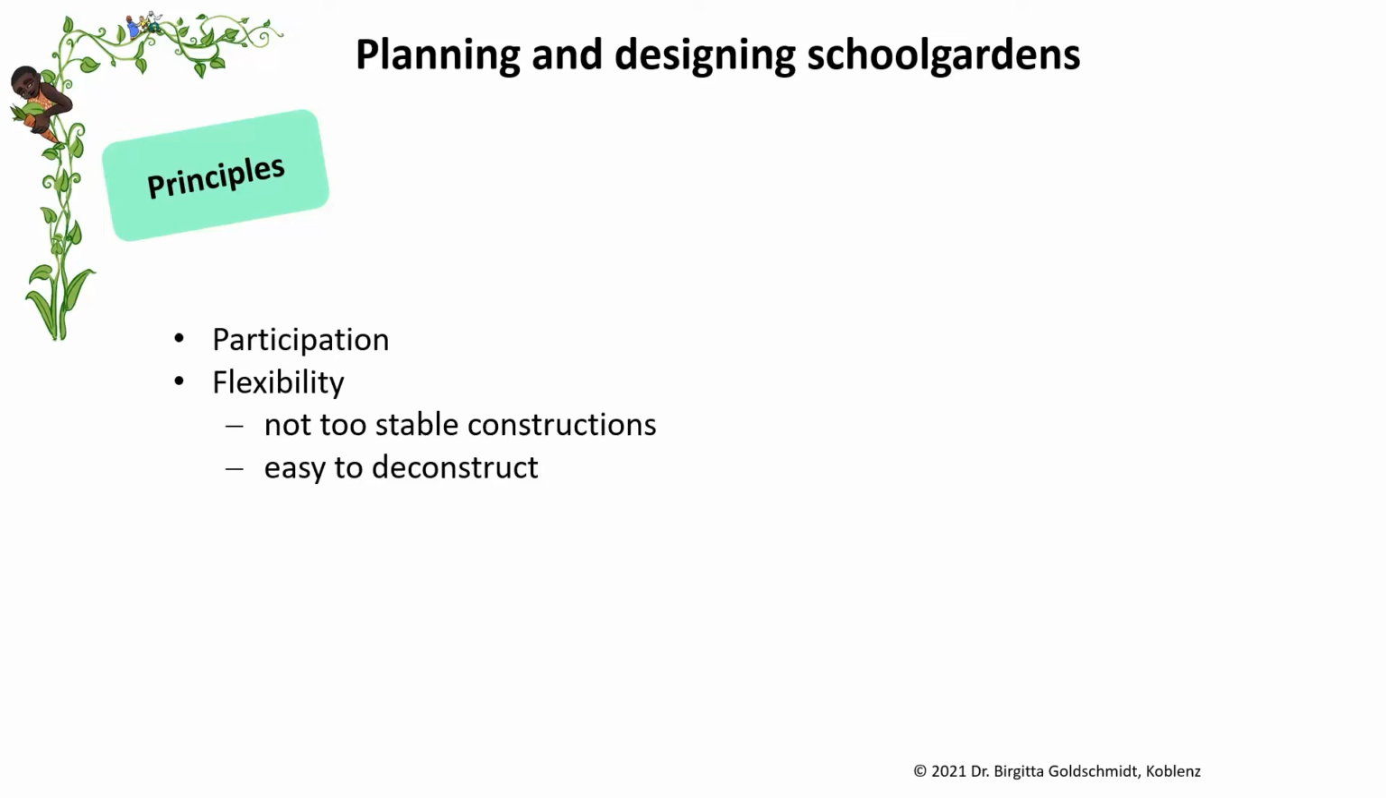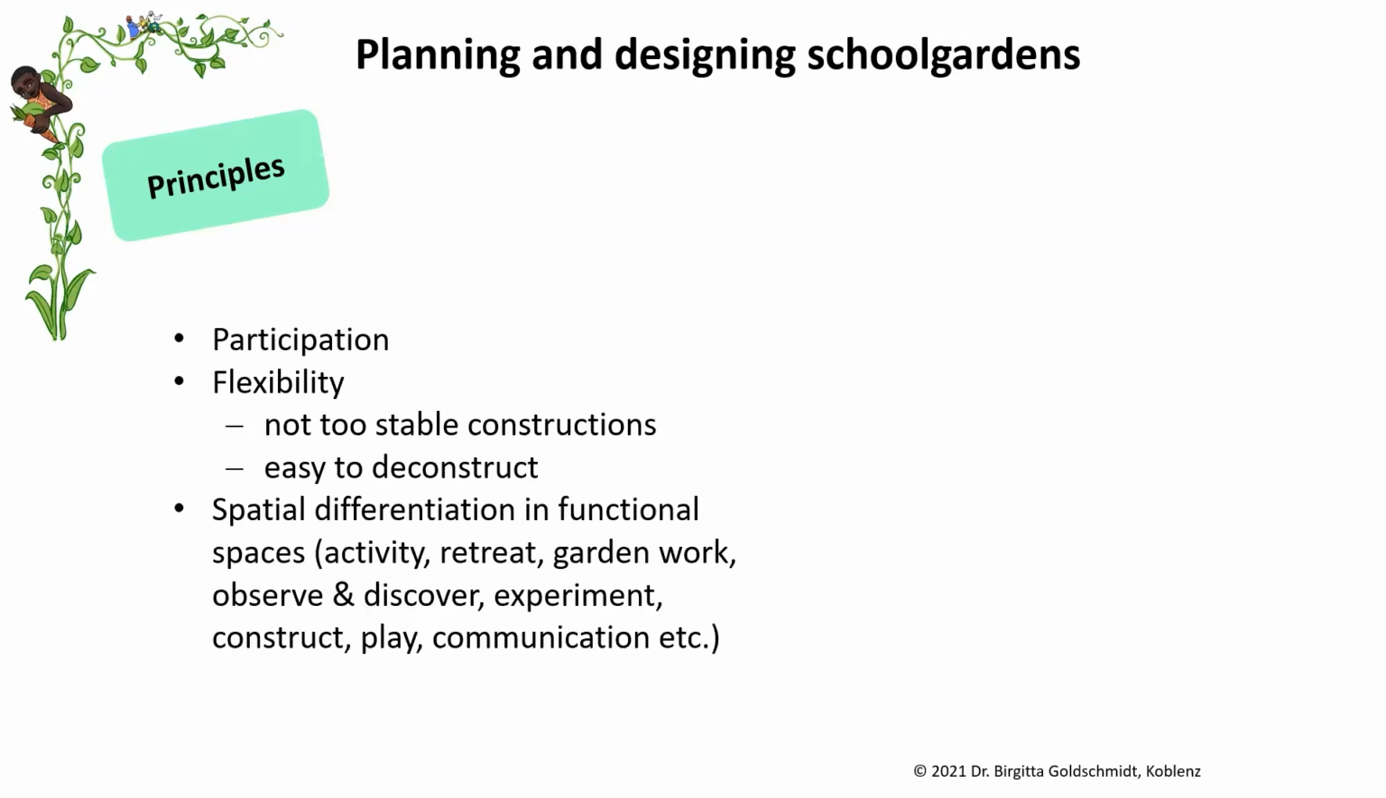Do not plan too stable constructions and try to have constructions which are easy to deconstruct. It is important because you often don't have a stable personnel situation for the garden. So if you have, for example, 10 or 20 raised beds, and then you don't have enough personnel 2 years after you have constructed it, it will be overgrown and nobody has fun with it because it's too much work then. So it should be easy to deconstruct your elements.